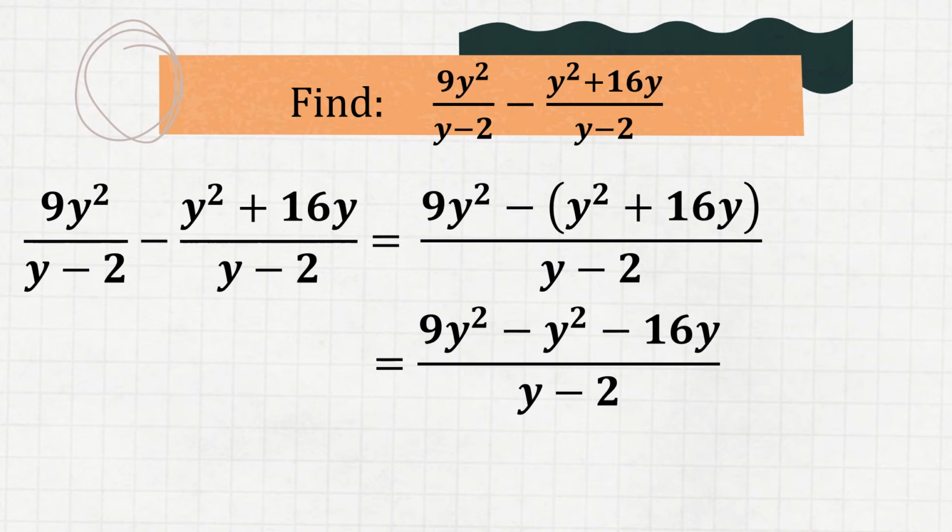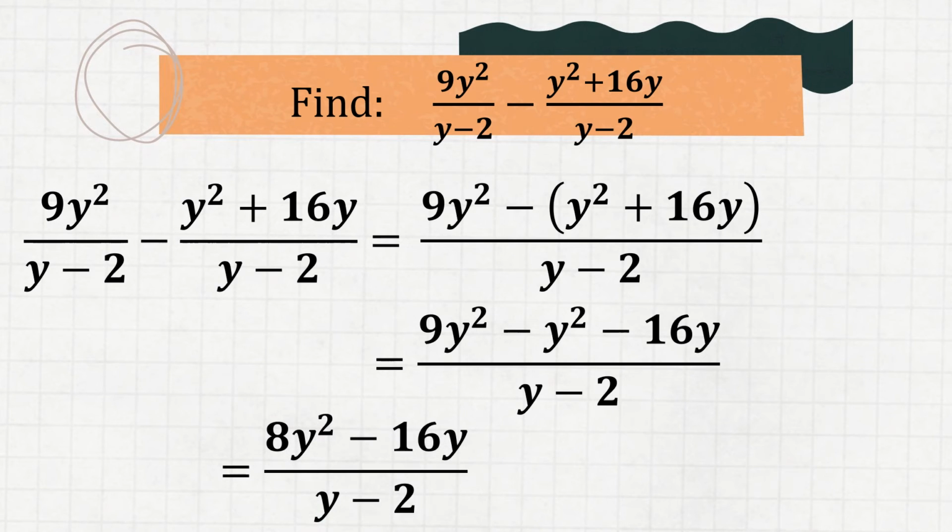Then, copy the denominator which is y minus 2. Then, we will combine like terms. Kaya, naging 8y squared yung sagot kasi 9y squared minus y squared. So, 9 minus 1 is equal to 8. Then, copy lang natin yung minus 16y over the denominator which is y minus 2.